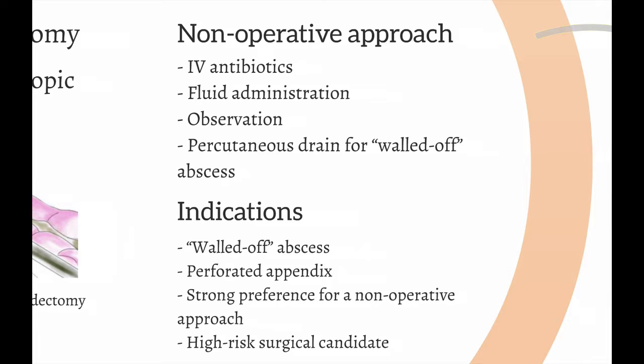In patients with abscess formation, the appendix may become walled off, which means that the abscess has perforated but is contained. This type of walled off appendix is usually treated non-operatively before appendectomy is considered. In the case of a walled off abscess, a percutaneous drain can be placed in addition to the other management strategies. Other cases when you can use a non-operative approach are for patients who have a perforation, a strong preference for a non-operative approach, or those who are high-risk surgical candidates.